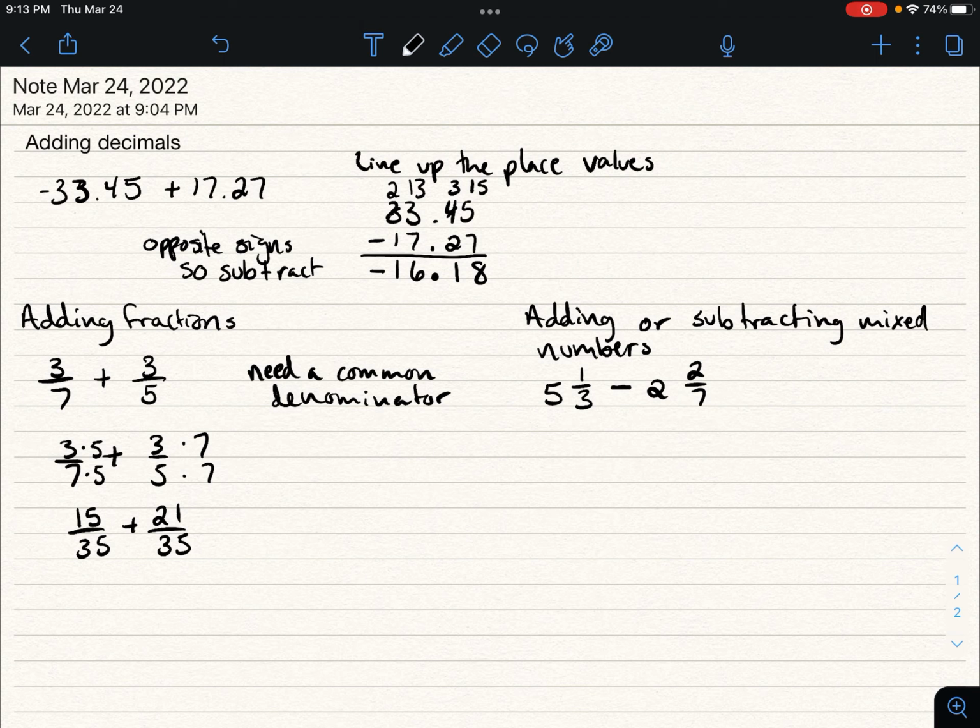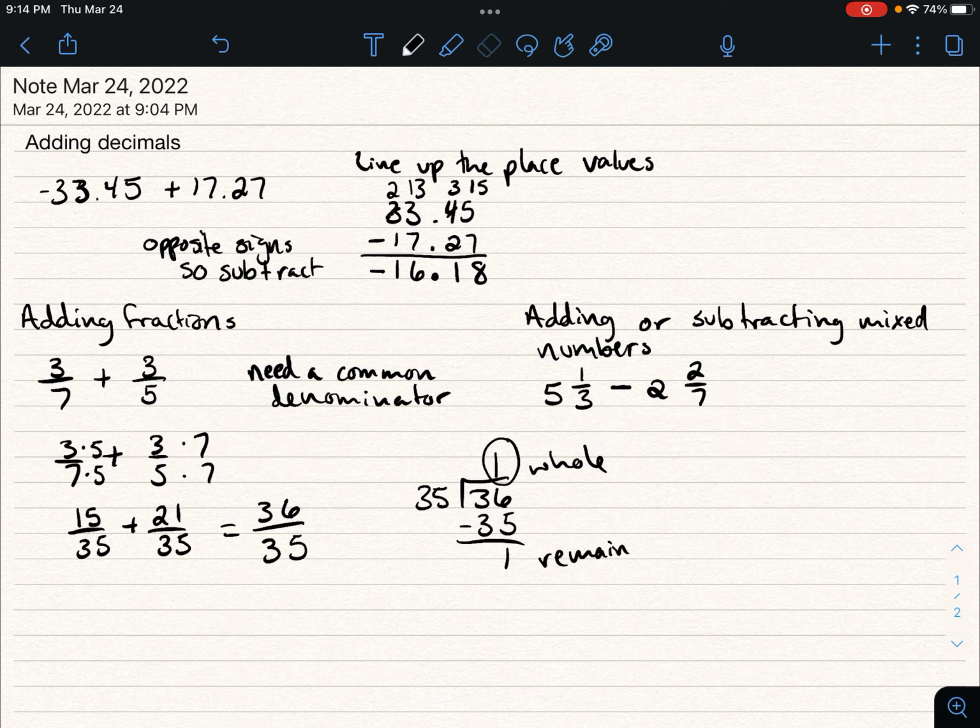Okay, now that you have a common denominator, you're just adding the numerators together. So 15 plus 21 equals 36, and you keep the denominator. So it'd be 35. Okay, this is an improper fraction, so we will simplify it. How many times can 35 go into 36? So that would be once. 1 times 35 is 35. When you minus, you're left with 1. So this is your whole number. This is your remainder.